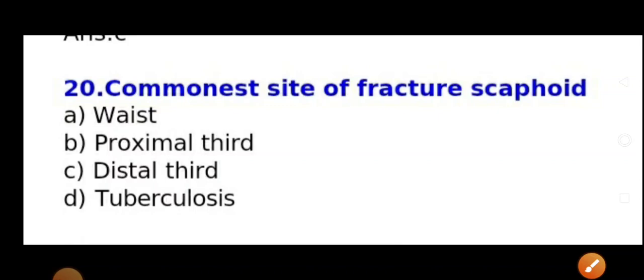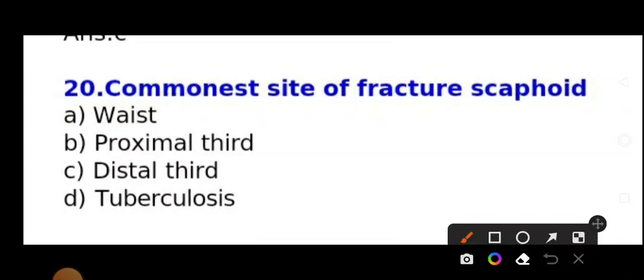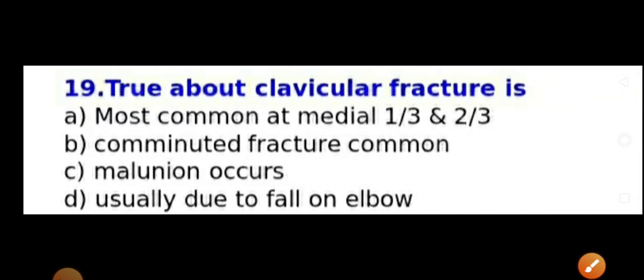Commonest site of fracture of scaphoid, very important. Waist, proximal third, distal third, tuberosity. So answer is commonest site is waist. Okay, commonest site is waist.